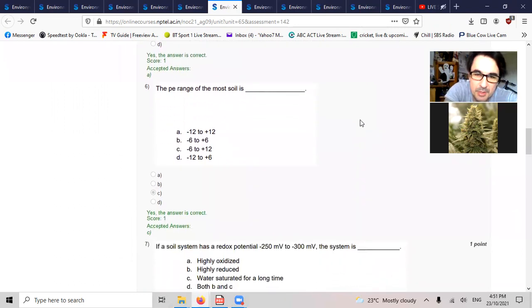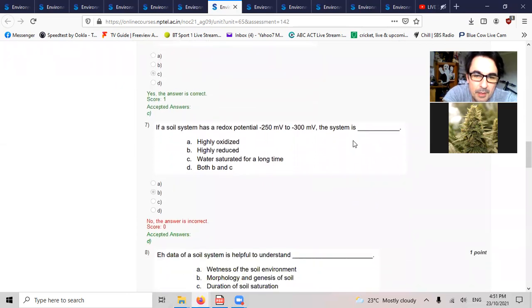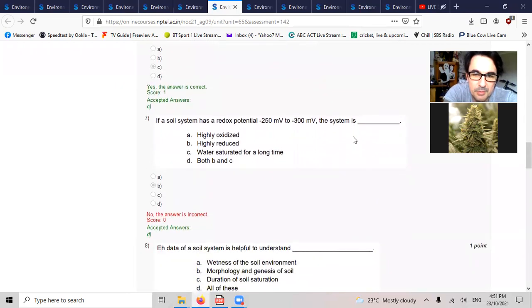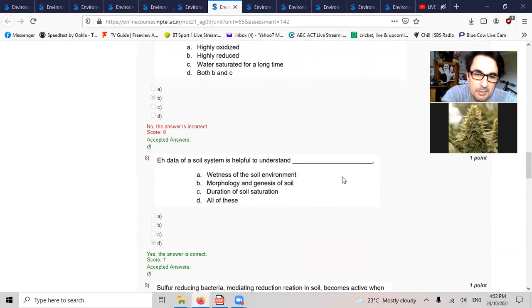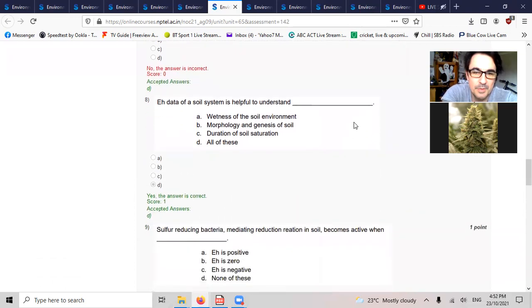The soil system has a reduction potential of -250 millivolts to -300. The system is very reduced and water saturated as well. D. pE in the soil system is helpful to understand the wetness morphology. You want to understand all that stuff. Sulfate reducing bacteria, well, that's in an anoxic environment, so the Eh is negative. C.